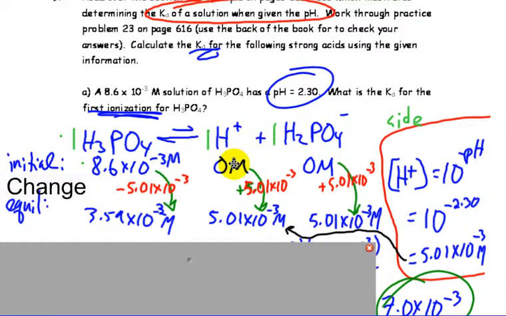Now this, I just assumed it was the first dissociation here because it says here the first ionization. And it's a 1-to-1 ratio, which is nice. In the practice questions you'll have 2-to-1 ratios, etc., so you'll have to be aware of that. So if I added 5.01, I must have used up 5.01, because for every one of these that dissociates, I get one hydrogen and one H2PO4 minus. So 8.6 times 10 to the minus 3 minus that 5.01 times 10 to the minus 3, 3.59.